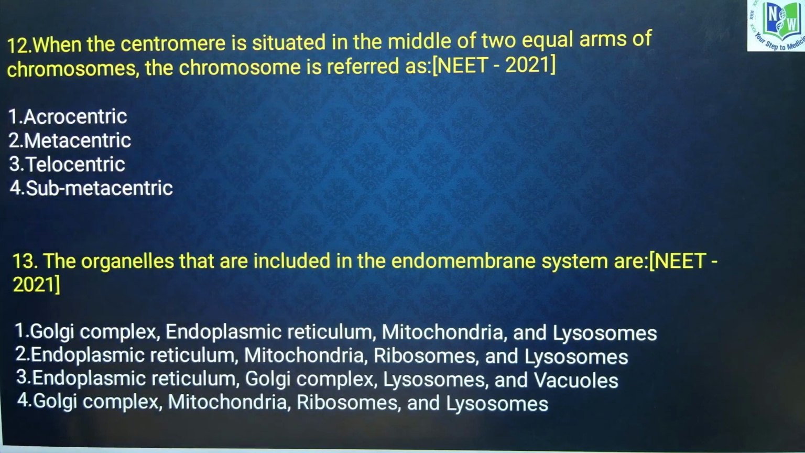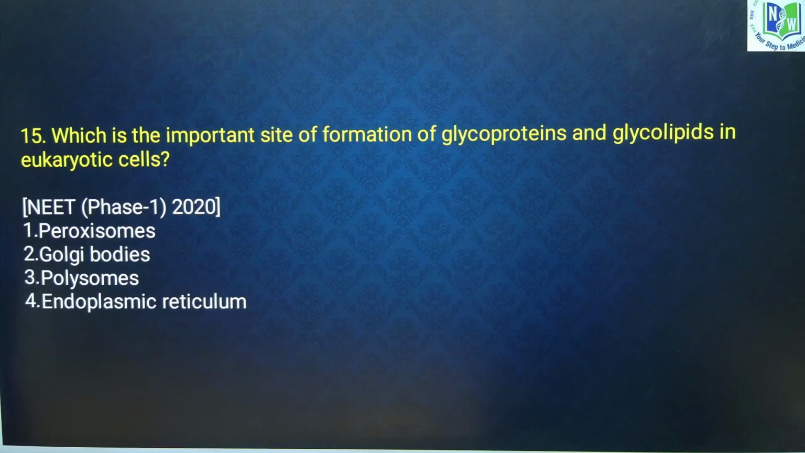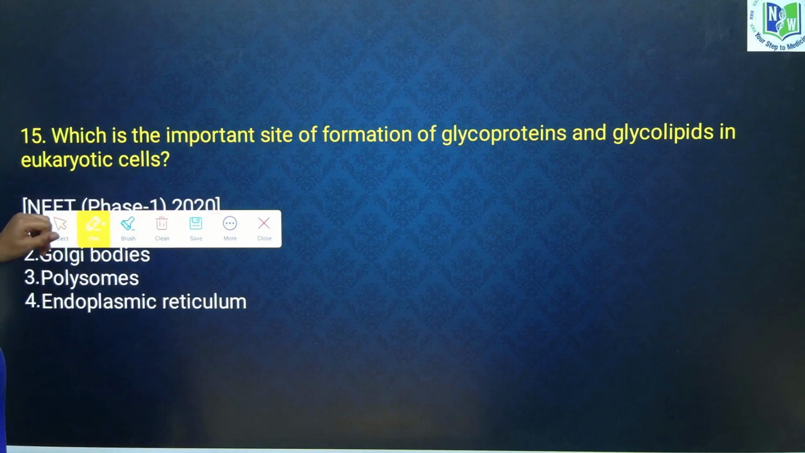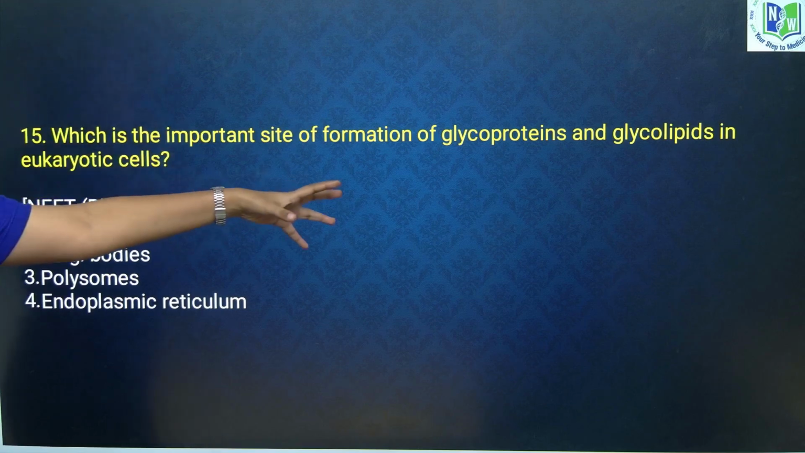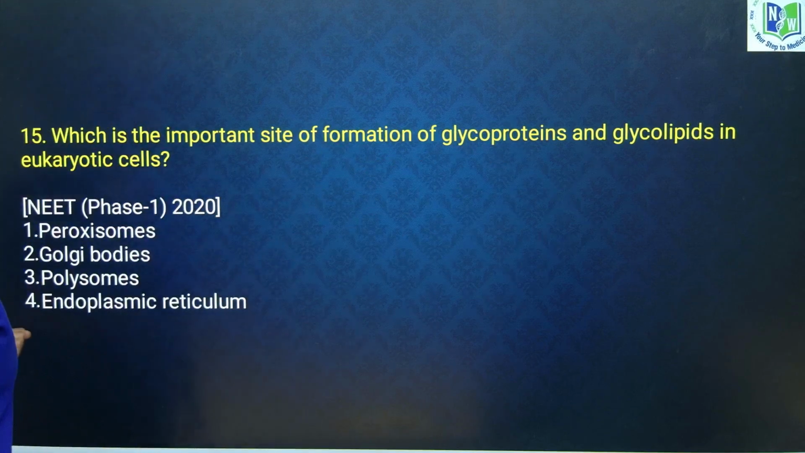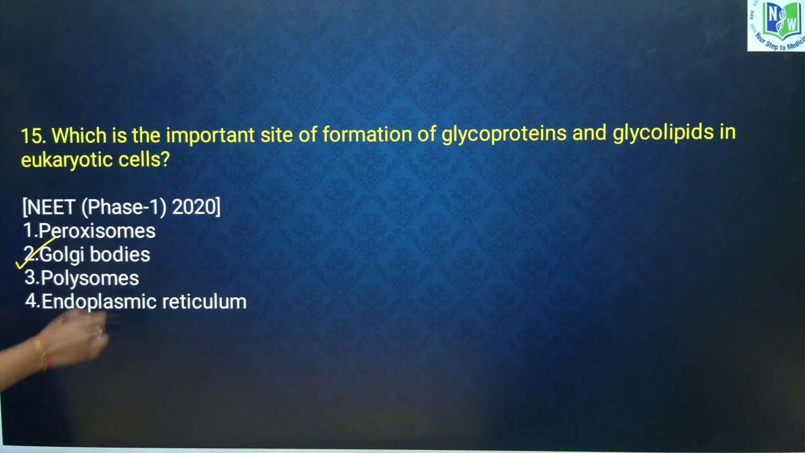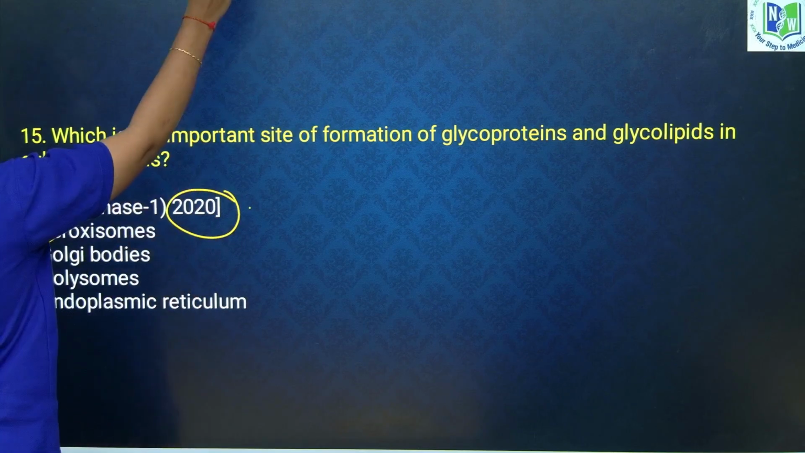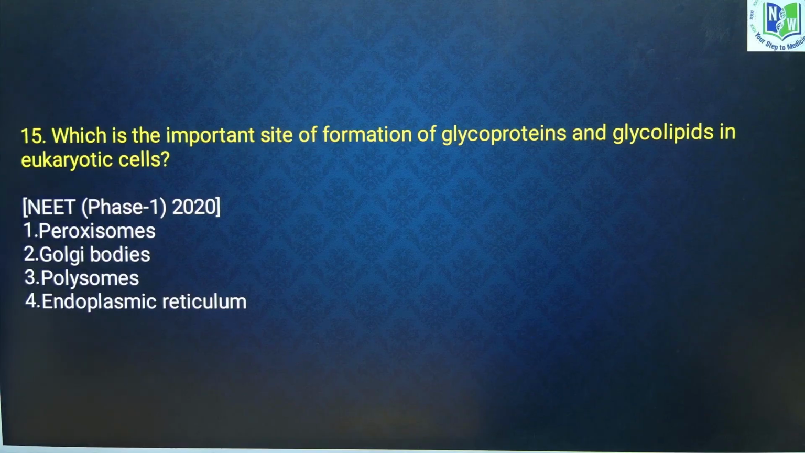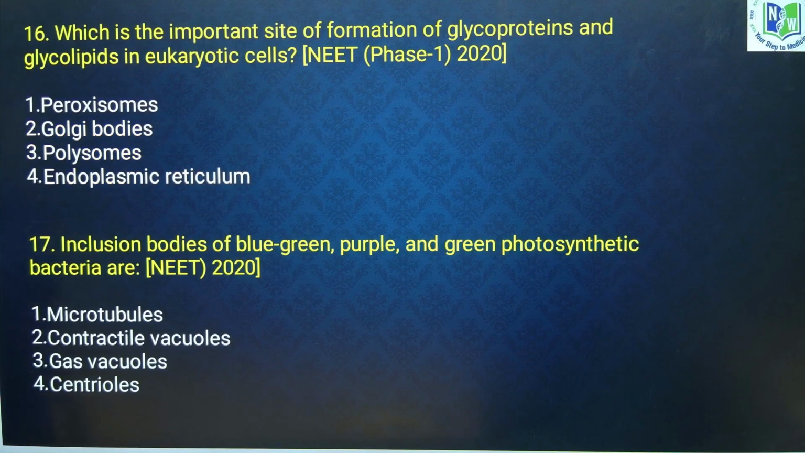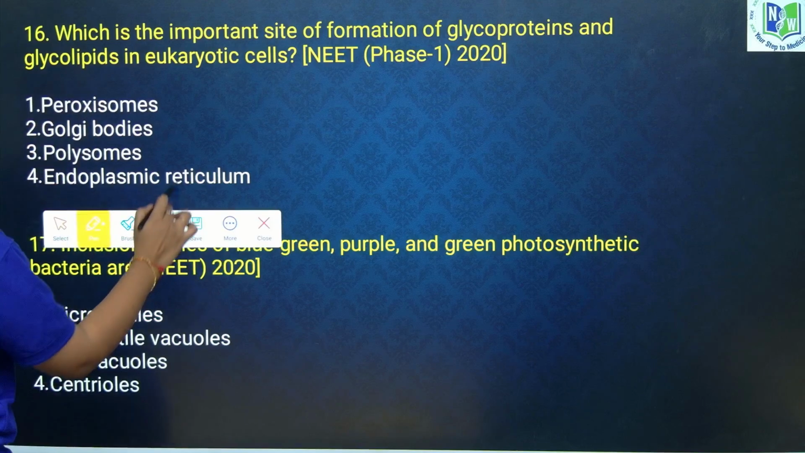Next question. Which is the important site for glycoproteins and glycolipids in a eukaryotic cell? The site for the formation of glycoproteins and glycolipids, obviously it is Golgi bodies, asked in 2020. Next, which of the following is an important site for the formation of glycoproteins and glycolipids? Same question, actually it is repeated.